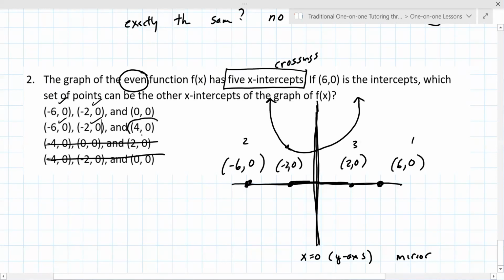If this was true, let's just say 4, 0 were true, where would the other one be? It would be at negative 4, 0. And how many intercepts do we now have? 5 and 6. And that's too many. But if it's at 0, 0, it's right on the mirror, perfectly on it. So really a good question, but kind of a tough set of answers for this.